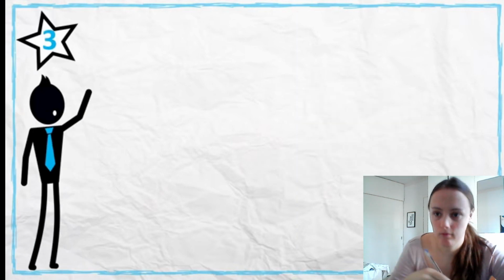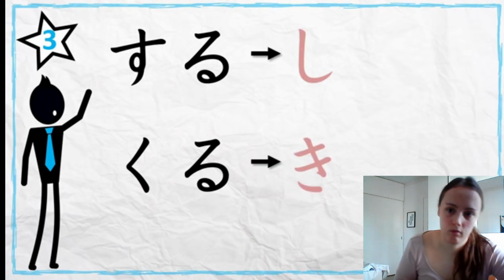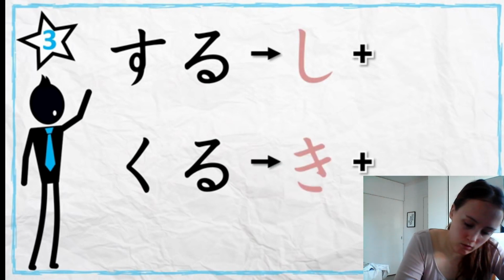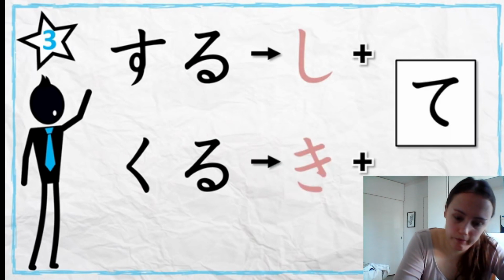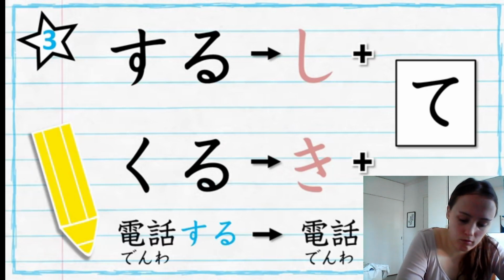Group 3 is also easy. The two irregular verbs suru, to do, and kuru, to come, have the same conjugation as the masu form. Suru becomes shi and kuru becomes ki. Then we just add te. Let's practice with denwa suru, to call. Ask your friend to call you. Denwa shite.